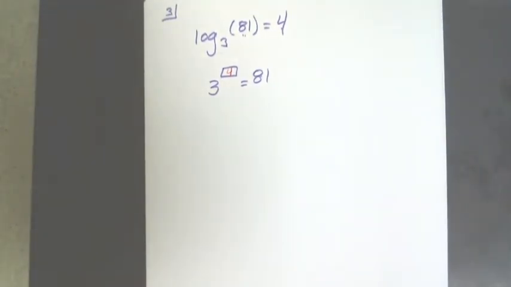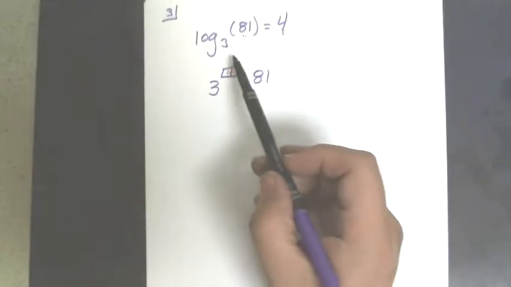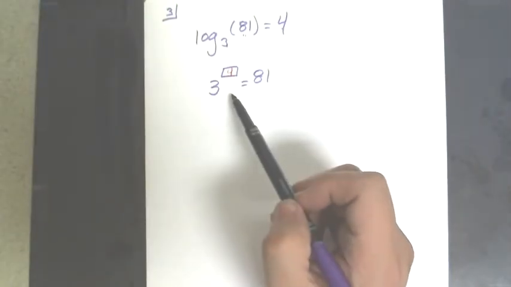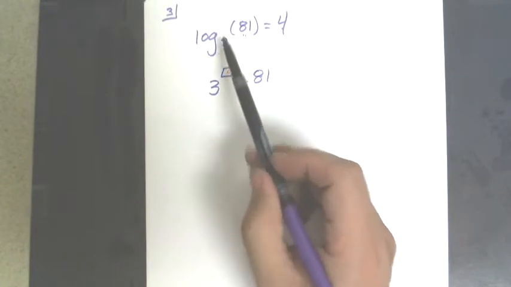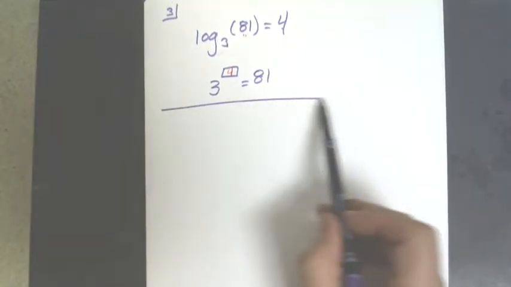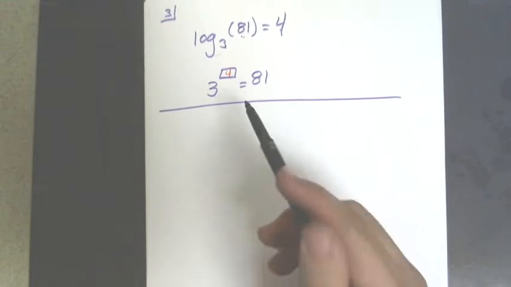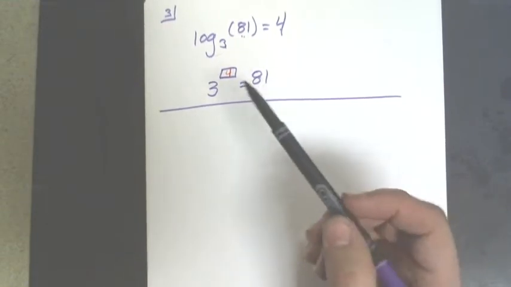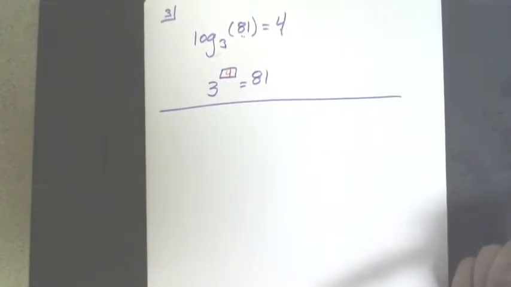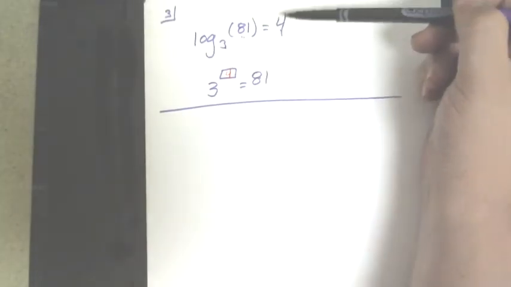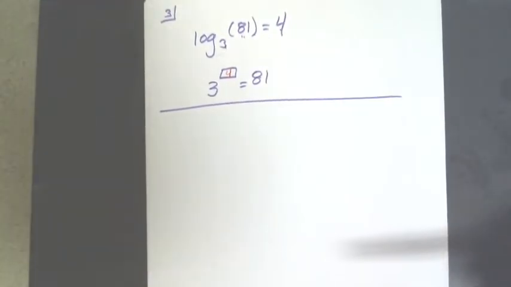You always want to remember this connection between logarithmic statements and exponential statements. They really do form a pair. Just like multiplication and division form a pair, addition and subtraction form a pair, powers and roots form a pair, exponents and logarithms form the same type of pair.